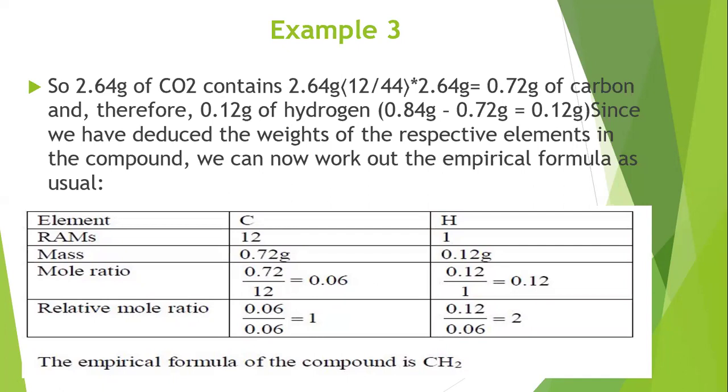Now, we finish up by obtaining the relative mole ratio, whereby you divide by the smallest. So 0.06 divided by 0.06, you get 1, and on the other side 0.12 divided by 0.06, you get 2. So the relative mole ratios will be substituted to the elements. Therefore, we get the empirical formula of the compound, that is CH2.